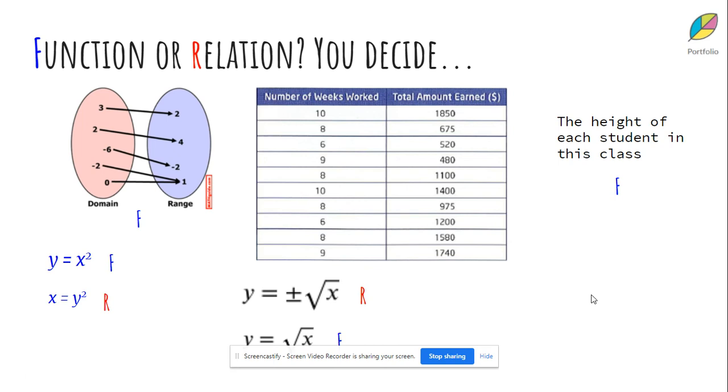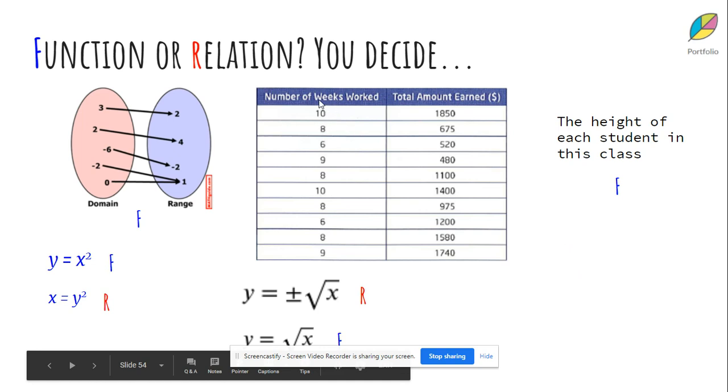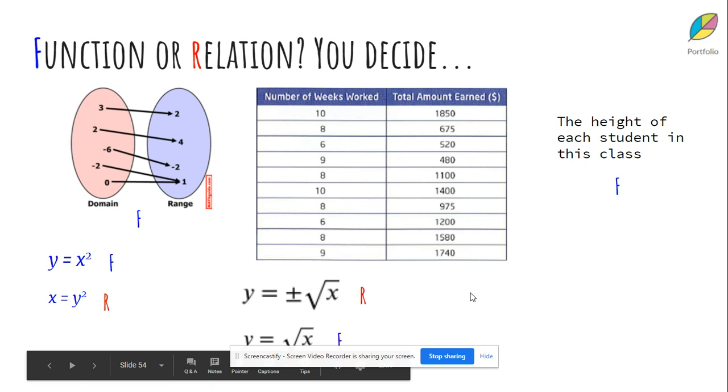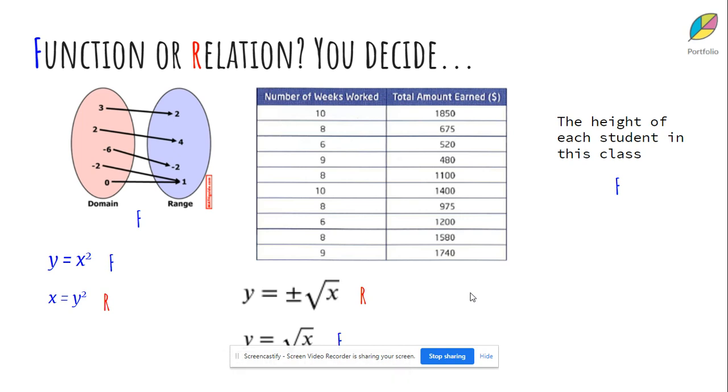Okay, let's take a look at another case. This now is a table of values. Take a moment to look at it. On the independent variable, we have the number of weeks people work, and on the dependent variable is the amount they earn. So depending on how many weeks somebody works, this is how much money they earn. Take a look at it, explore it for a moment, and see if you can figure out if it's a function or if it's a relation.